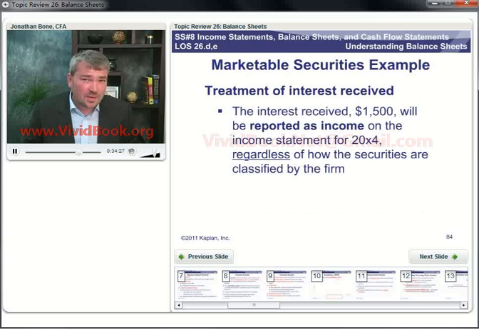Under all 3 methods, the interest received will be the same. The interest received will go through the income statement, and it will be the $1,500, the coupon we receive. Now again, just be a little bit aware, but don't worry about it, that if the bonds were purchased at a premium, it would be coupon minus the amortization of a premium as your interest. If the bonds were purchased at a discount, it would be coupon plus the amortization of a discount. Again, not really going to be tested on that at level 1, but just be aware the interest received will be the same under all three methods.